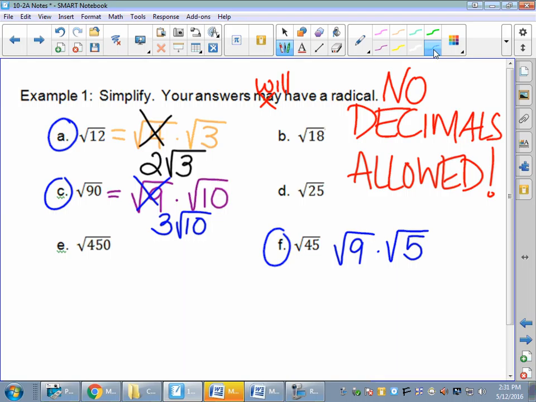What is the square root of 9? We did this one in the last one. And can I do anything with the square root of 5? Nothing except to bring it down and stick it on my answer. So my answer is 3 square roots of 5.